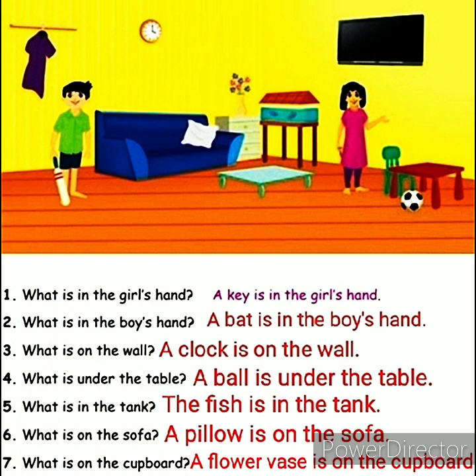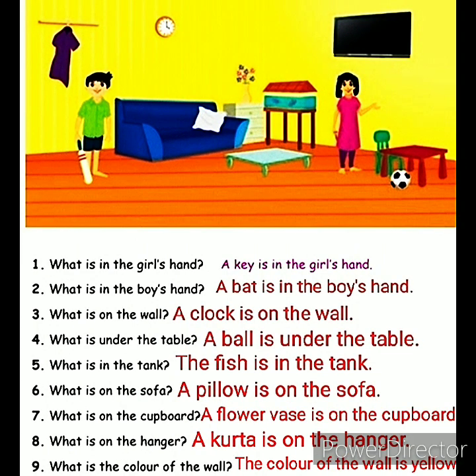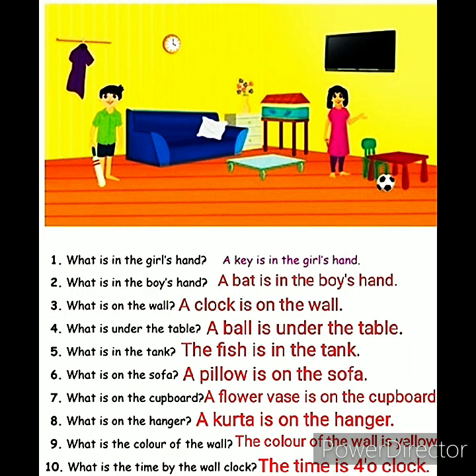What is on the hanger? Hangerல என்ன தொங்குதுன்னு கேட்டிருக்காங்க. A kurta is on the hanger. What is the color of the wall? Can you see the picture of the wall? Yes. The color of the wall is yellow. What is the time by the clock? Wall clock. What is the time by the wall clock? Wall clock time என்னன்னு கேக்குறாங்க. The time is 4 o'clock.